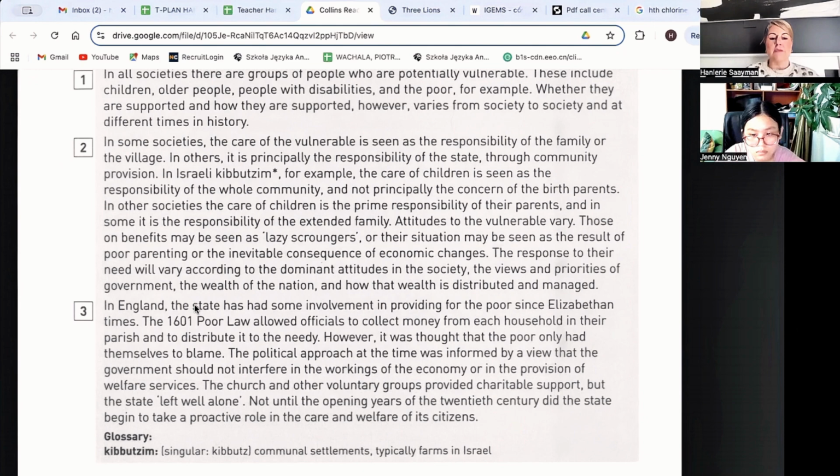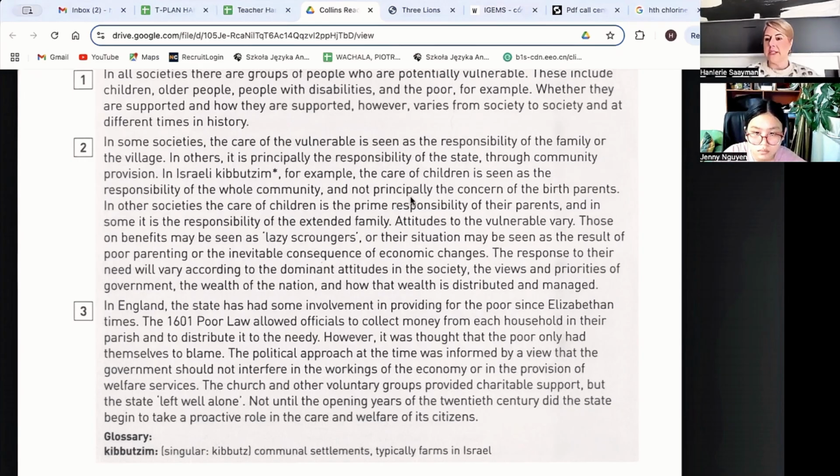Those on benefits may seem as lazy scroungers, or their situation may be seen as a result of poor parenting or the inevitable consequence of economic changes. The response to their need will vary according to the dominant attitudes in society, the views and priorities of government, the wealth of a nation, and how that wealth is distributed and managed. So it's all about the children, the care of the children.